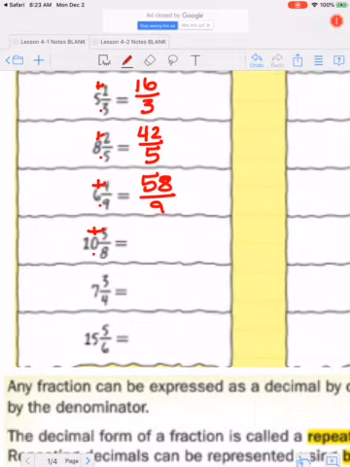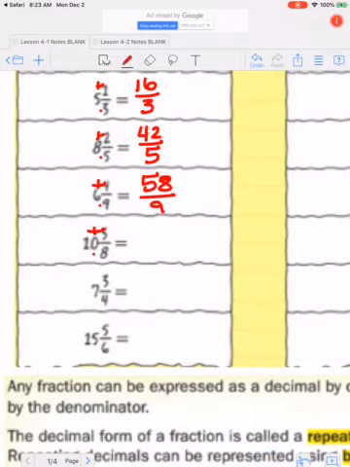So we're asking how many times can 3 go into 16? That's 5, and 1 over 3 is left over. The next one, 5 goes into 23 4 times, and 3 out of 5 are left over. Next one, 11 goes into 98 times, and there's 2 out of 11 left. 7 goes into 66 9 times, and there's 3 out of 7 left over.